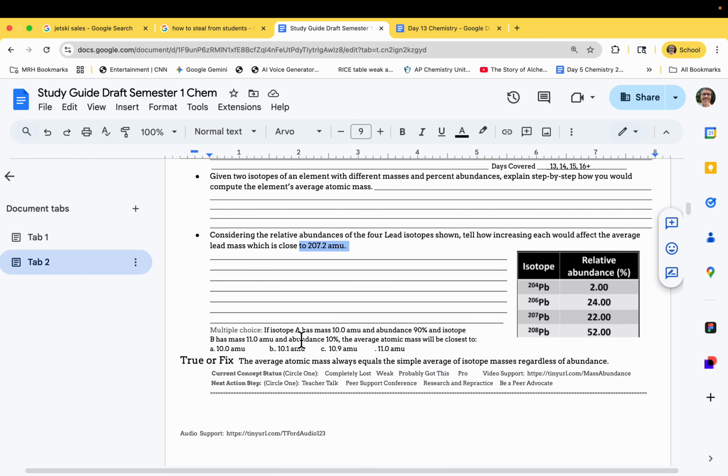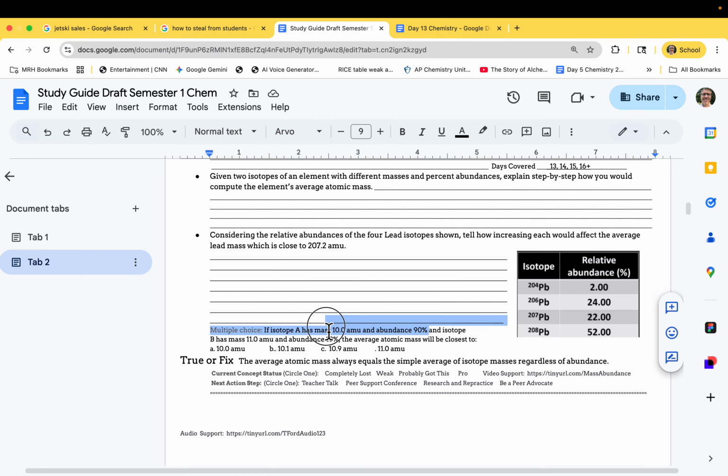Multiple choice. If isotope A, this is not the same example, this is a new example. So if an unknown isotope A has a mass of 10 atomic mass units and its abundance is 90%, isotope B has a mass of 11 atomic mass units and abundance of 10%. The average atomic mass would be closest to what? Is it going to be closest to 10, 10.1, 10.9, or 11?